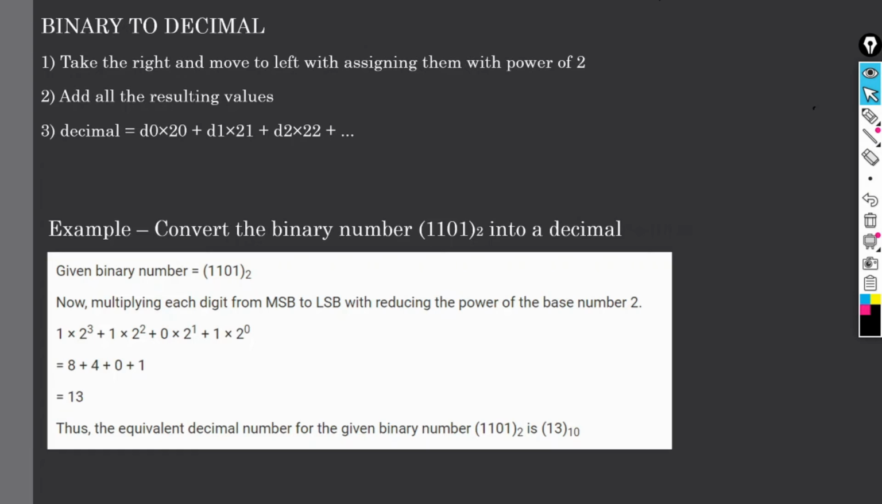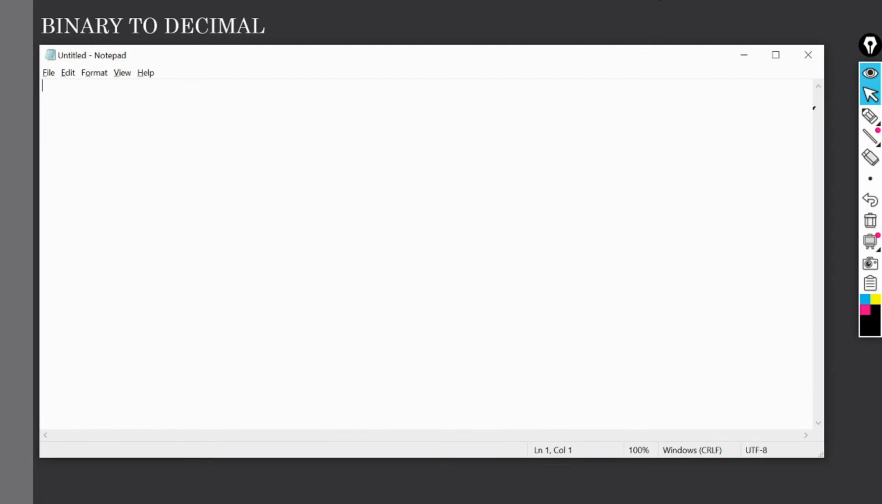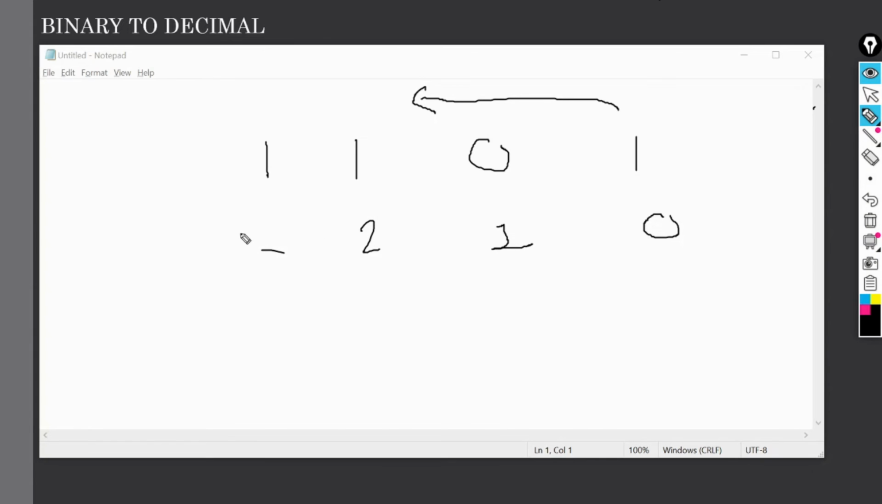Let me show you, that would be easier for you to get. Let me select it first. So we have our number 1 1 0 1. First of all, we start assigning the position values. If we move from right to left, the value keeps on increasing and starts with 0. The value for this digit would be 0, for this one 1, then 2, and then 3.